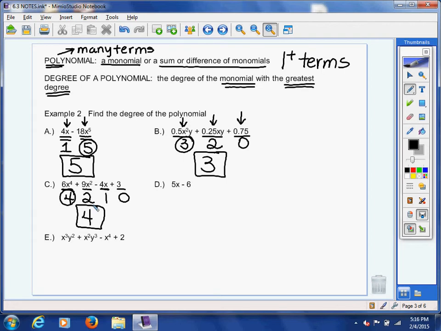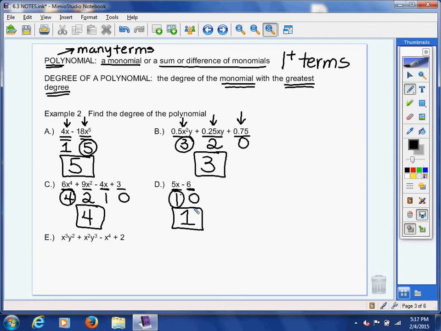Let's look at letter D, 5x minus 6. Hey, I see 2 terms here. This is a 2-term polynomial. So 5x, the x has an understood 1 exponent, so that's the degree of the first one. And 6, with it not having any variables, is a constant. All constant numbers have a degree of 0. So of those 2 numbers, 1 or 0, which one's bigger? That's right. And so 1 is the degree of that entire polynomial. It's always the biggest number.